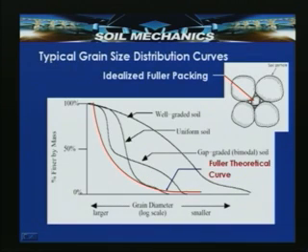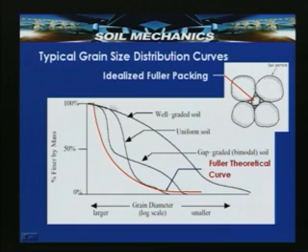Now, let us look into typical grain size distribution curves. In these curves, we see the percentage finer by mass represented on the y axis and the grain diameter on the x axis. Here you can see the larger particles and here you see the smaller particles. The different curves represented indicate different types of soils with different compositions of grains.